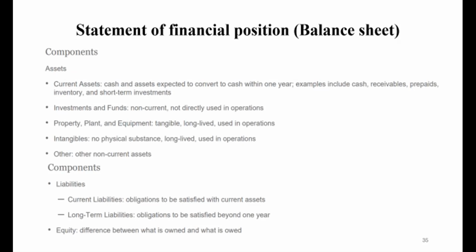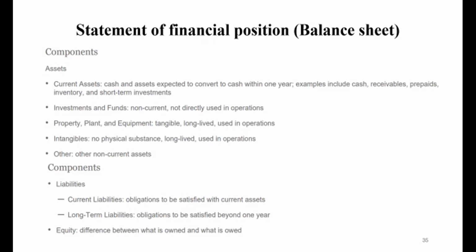Assets will include current assets, such as cash and assets expected to convert to cash within 1 year. Examples include cash, receivables, prepaids, inventory, and short-term investments. Investments and funds, non-current, not directly used in operations. Property, plant, and equipment, long-lived and used in operations. Intangibles, no physical substance, long-lived, and used in operations.